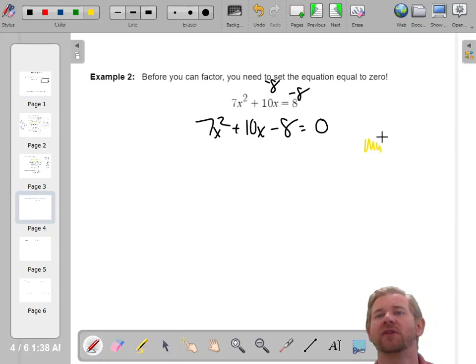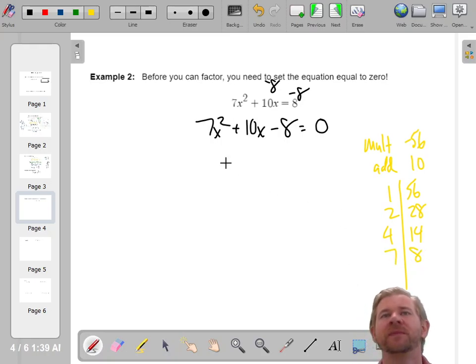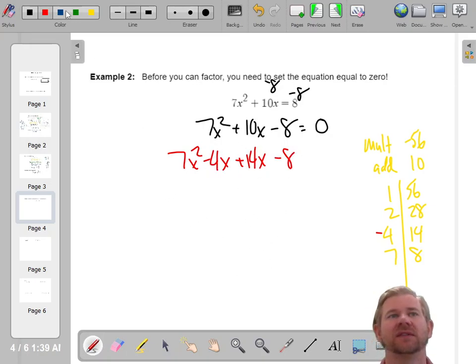So I need to find numbers that multiply to negative 56 and add to 10. If you want to make a table, 1 and 56, 2 and 28, 3 doesn't go into 56, 4 times 14, 5, 6, 7 times 8, and I think that's either 8 times 7 going the other way. So I think we got them all. Where can I put a minus sign to make it negative? And then I want to get positive 10, so right there. 7x squared minus 4x plus 14x minus 8. Those add to 10 and multiply to negative 56.